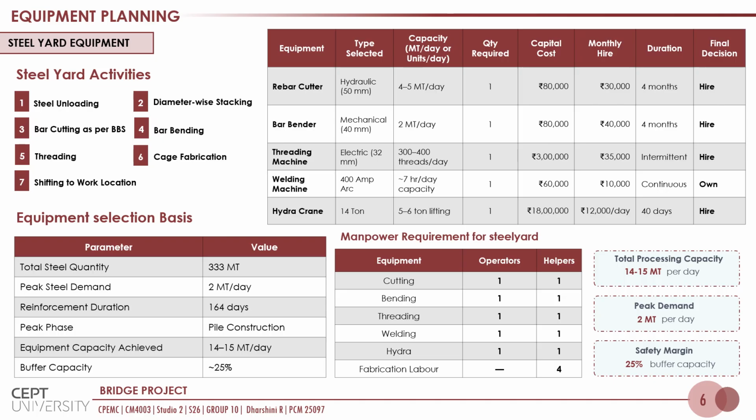The selected equipment provided a processing capacity of around 14 to 15 metric tons per day, maintaining a buffer capacity for uninterrupted execution. The decision to hire certain equipment instead of owning was based on intermittent utilization and short operational duration.